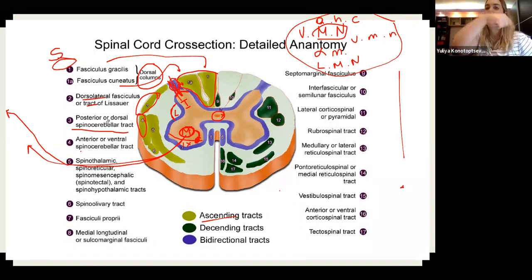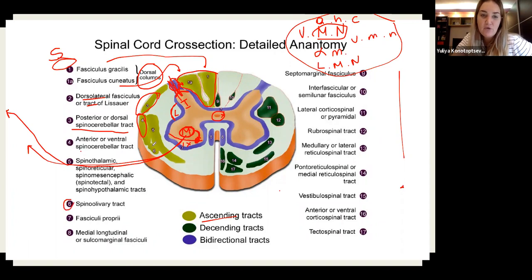Balance is in the proprioception. We'll talk about it later, but it's in it. Proprioception is your position in space. Like, how are you in space? That's it. So we need to know sensory information about space. So that's why posterior and anterior spinocerebellar are going to do that.